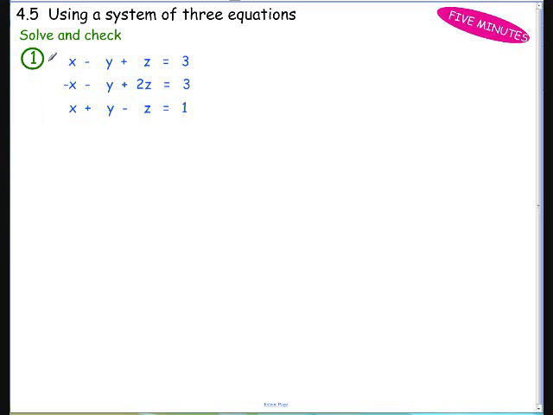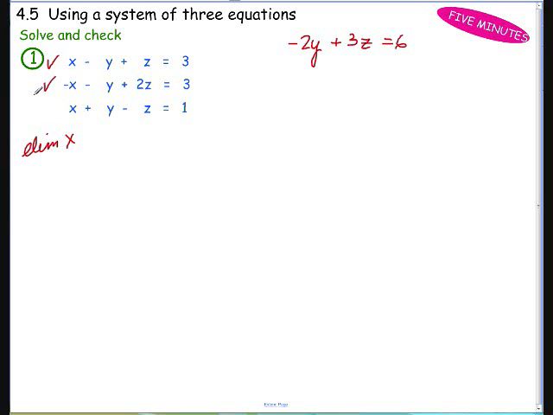So if I'm going to use maybe these first two with a plan to eliminate x, it's going to be quite simple, isn't it? I just add these two together. When I do, this zeroes out. My x is gone. I have negative 2y, a positive 3z, all equal to 6. I just added equations number 1 and 2.